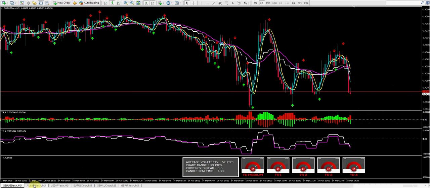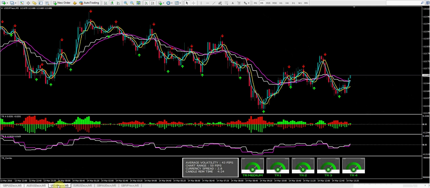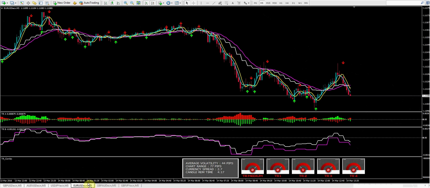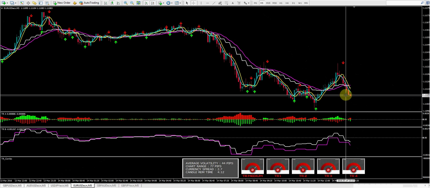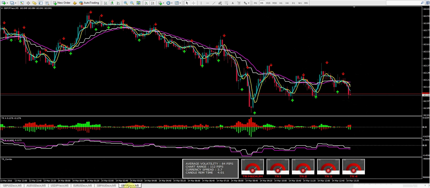Not sure what caused that big bar. I don't think there was any news here, so that's a bit odd to me at the moment. USD Japanese yen might have a potential trade setup coming here. Let's check Euro USD. There's a potential trade setup here on the GBP AUD, and let's check out pound yen.